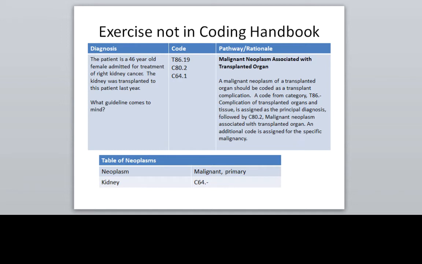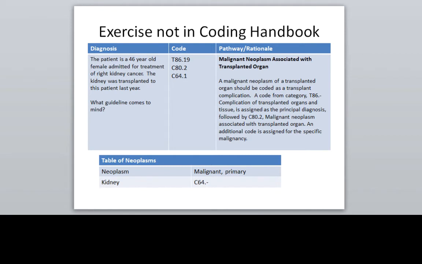The guideline tells us we're going to use a code from category T86, which is complication of transplanted organs and tissues, as our principal, followed by C80.2, malignant neoplasm associated with a transplanted organ, and then an additional code assigned for the specific malignancy. So the guideline has already given us two codes that we know we have to use, the T86 category and the C80.2 code, and tells us we need to look up whatever malignancy she has.